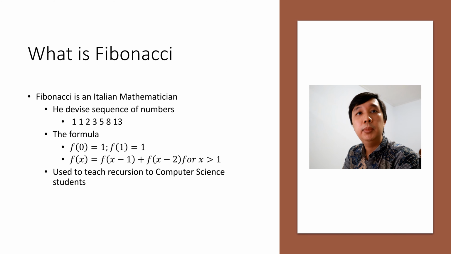Fibonacci was an Italian mathematician. It's his name, Fibonacci, and he devised a sequence of numbers: 1, 1, 2, 3, 5, 8, and 13. And it will go to 21 and 34. It's like 1 plus 1 equals 2, 1 plus 2 equals 3, 2 plus 3 equals 5, and so on. And the formula is as follows: for function f, when f(0) it will result in 1, and when f(1) it will also result in 1.